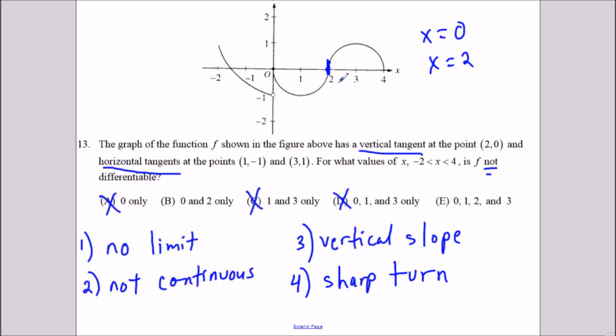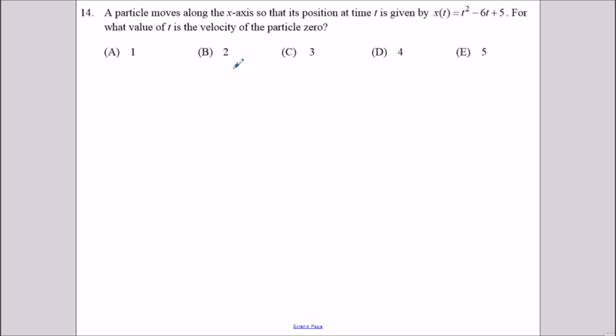But if we look at 1 and 3, we have a horizontal tangent, which means the slope is 0. And a 0 slope is definitely allowed. So that means choice E is out, and it's going to be choice B here. Now remember, f is not differentiable at 0 because it's discontinuous there. And at 2, there's a vertical tangent, and a vertical tangent means no slope.